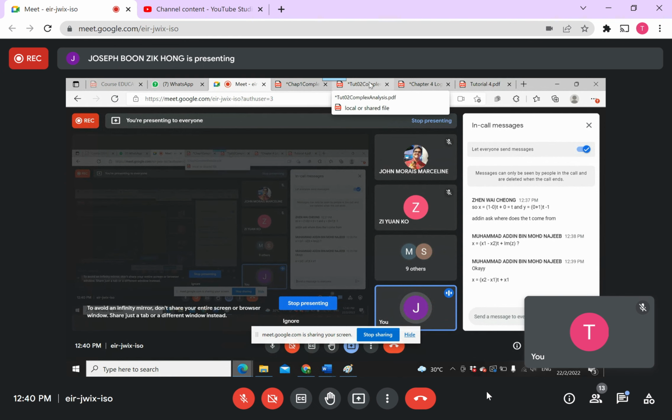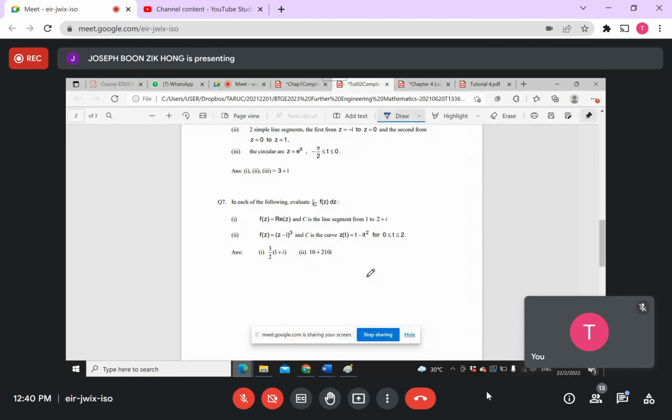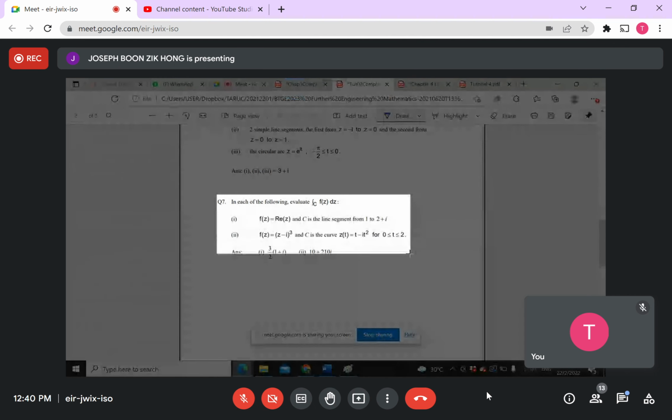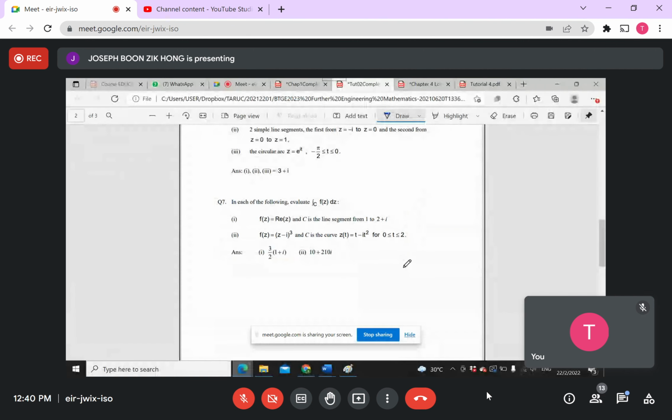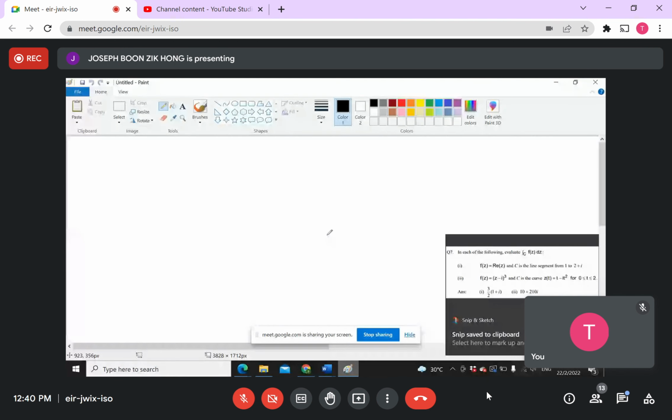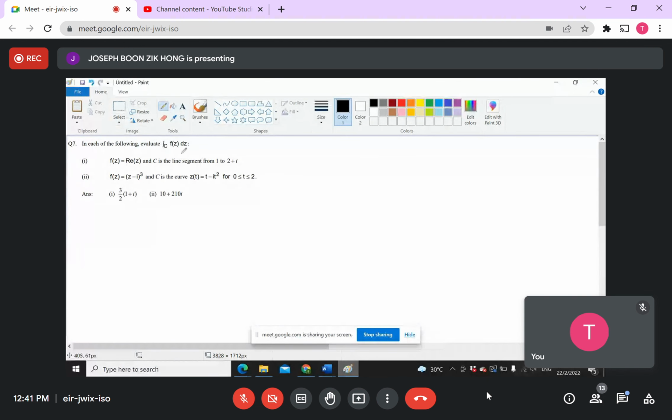Okay, I proceed to the last one. In each of the following, evaluate this one. Okay, f of z equal to the real part, and c is the line segment from 1 to 2 plus i.